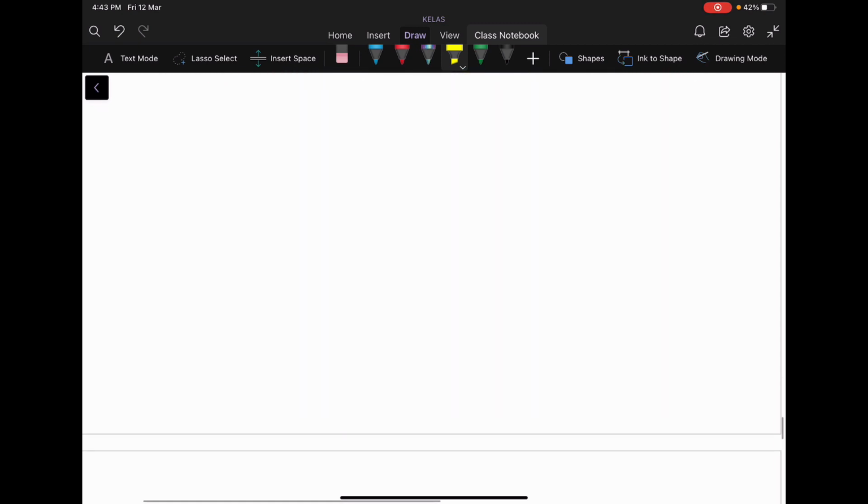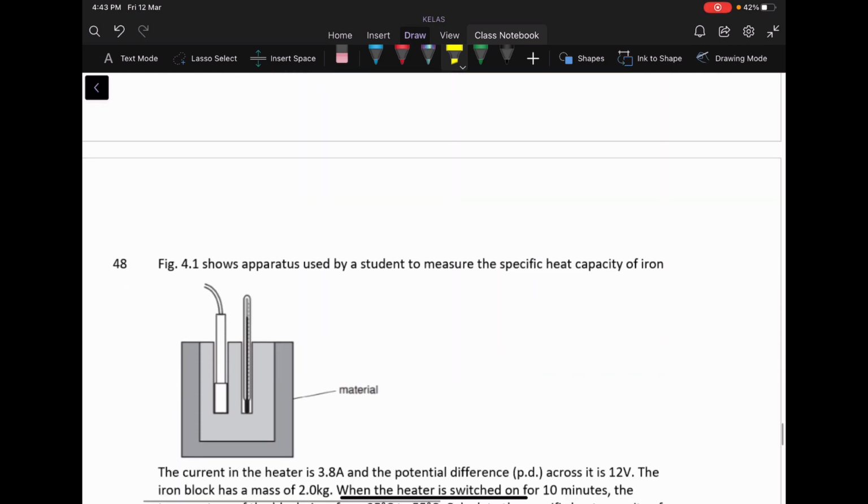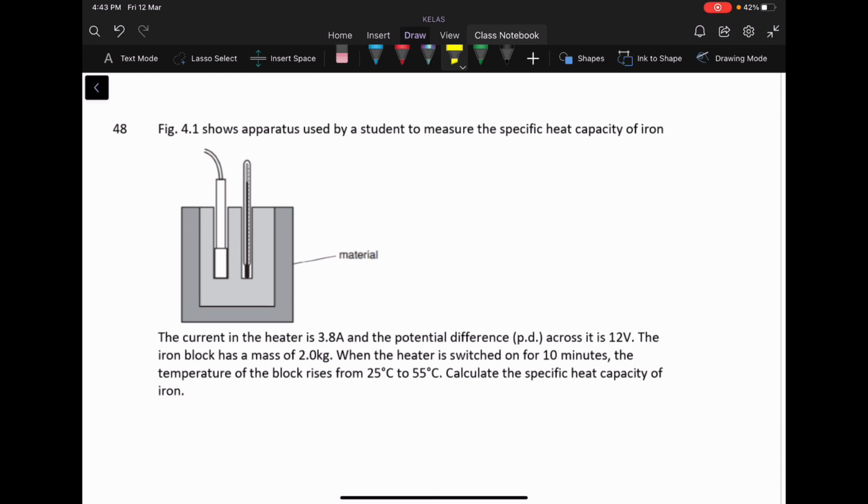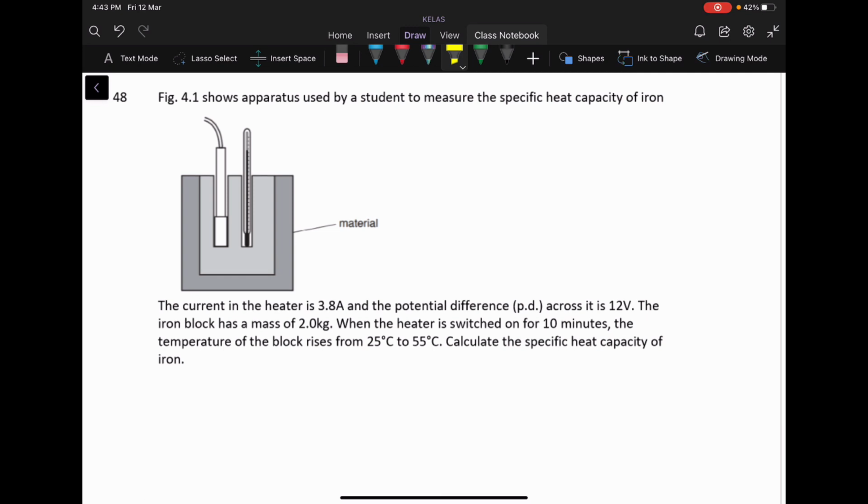Okay. So 48. Figure 4.1 shows apparatus used by a student to measure the specific heat capacity of iron. The current in the heater is 3.8 amps. Now, the potential difference is given. So we know now this is the current. This is the voltage. The iron block has a mass of 2 kg. That's the mass. When the heater is switched on for 10 minutes. So this is the time.